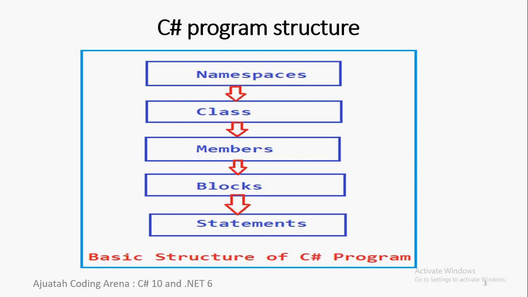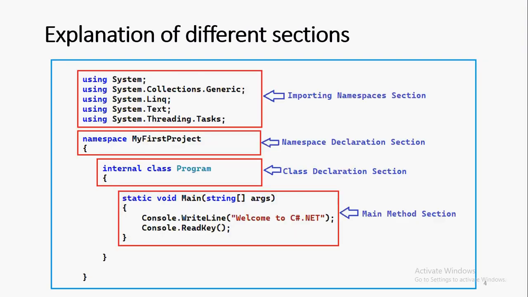Now we're going to be looking at classes, we're going to be looking at members, we're going to be looking at blocks, and we're going to be looking at statements. Those are the basic elements found in a C Sharp program, so you get to understand them. Now that's a C Sharp program.